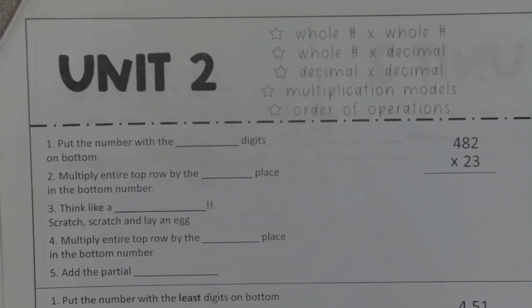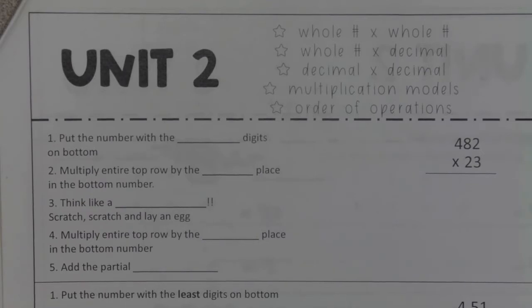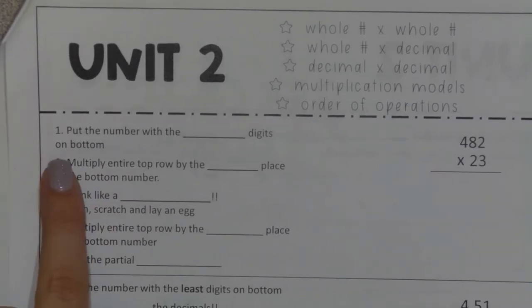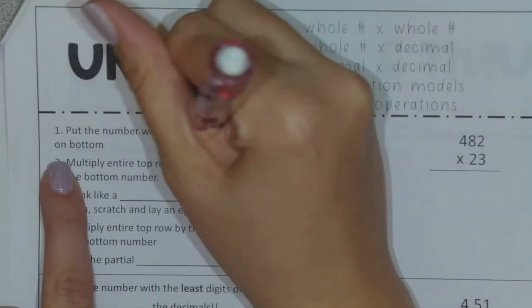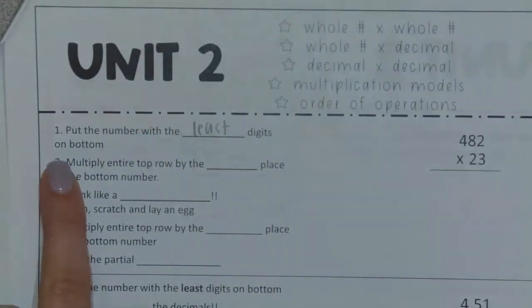All right, continuing on to Unit 2. Unit 2 was all about multiplication. So we looked at whole number times whole number multiplication, a whole number times a decimal, a decimal times a decimal, what those different models look like, and then we ended with order of operations. So we're just going to start with regular whole number times whole number multiplication and the steps that we go through there. So step number 1 is when we set up our problem, we want to put the number with the least digits on the bottom.